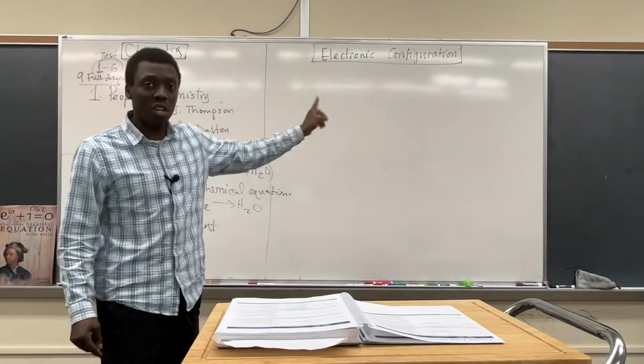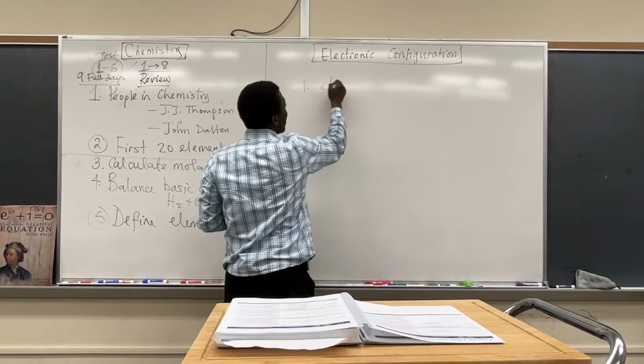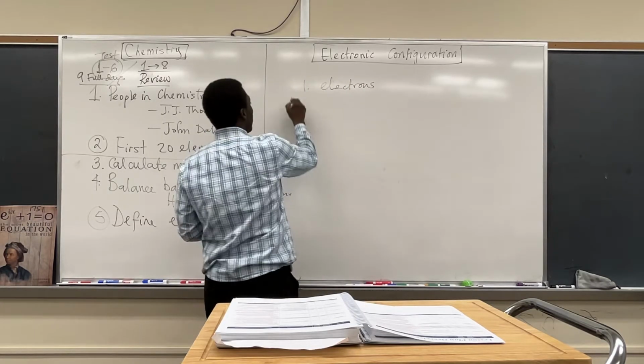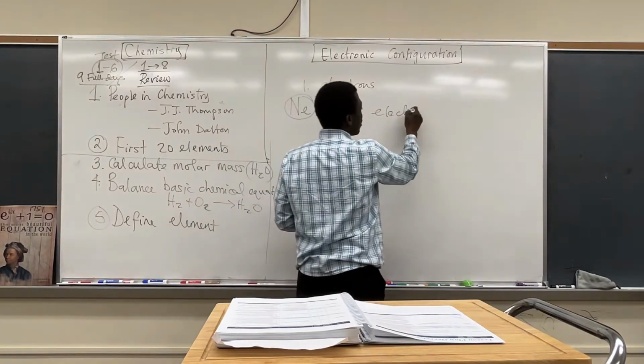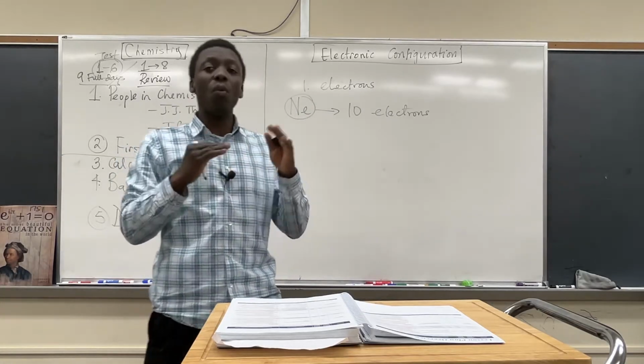So let's talk about electronic configuration. For electronic configuration, the first thing you need to know is how many electrons that atom has, right? So when I say the electronic configuration of neon, the first thing we need to ask is how many electrons does neon have? It has 10. Now there are some rules that govern how we arrange electrons.